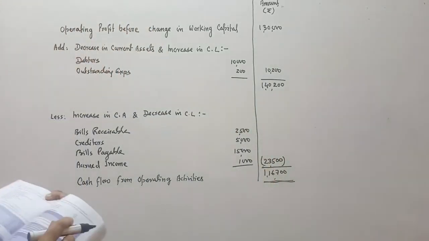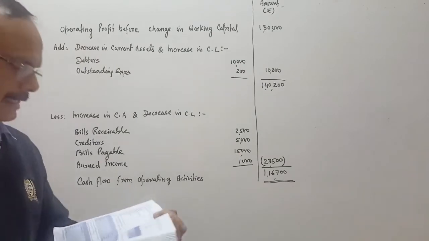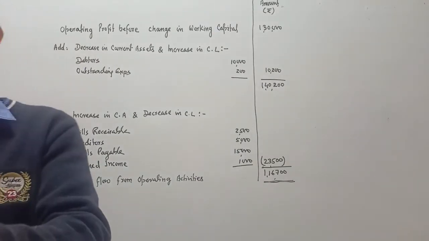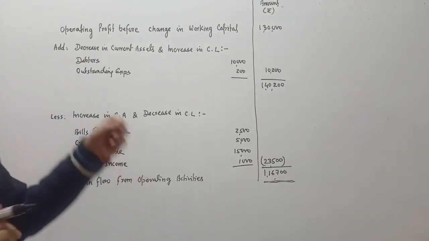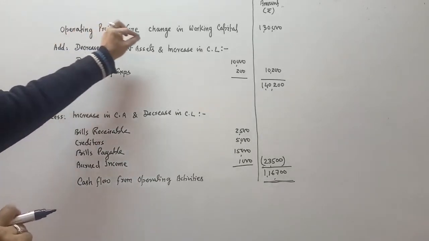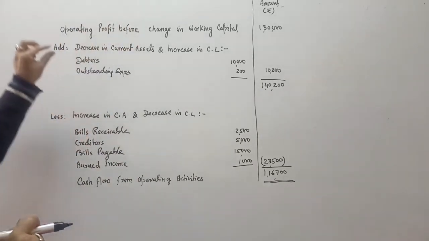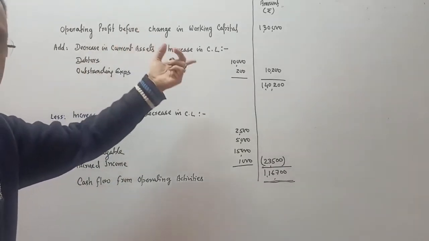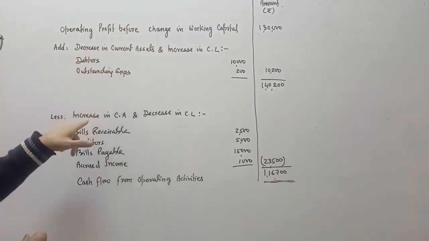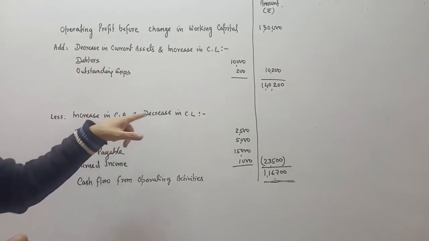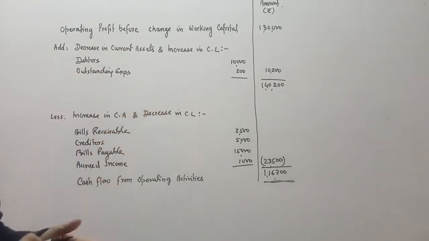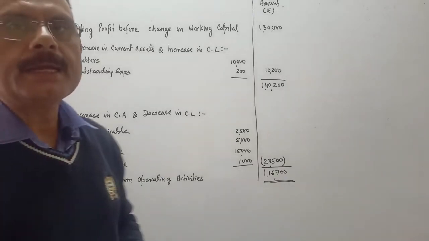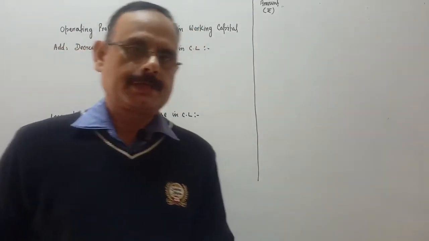So is it clear how to calculate the cash flow from operating activities? So operating profit before change in working capital, we will add decrease in current assets and increase in current liability, and vice versa will be deducted. Increase in current assets and decrease in current liability will be deducted to know the cash flow from operating activity. Now see the next question.